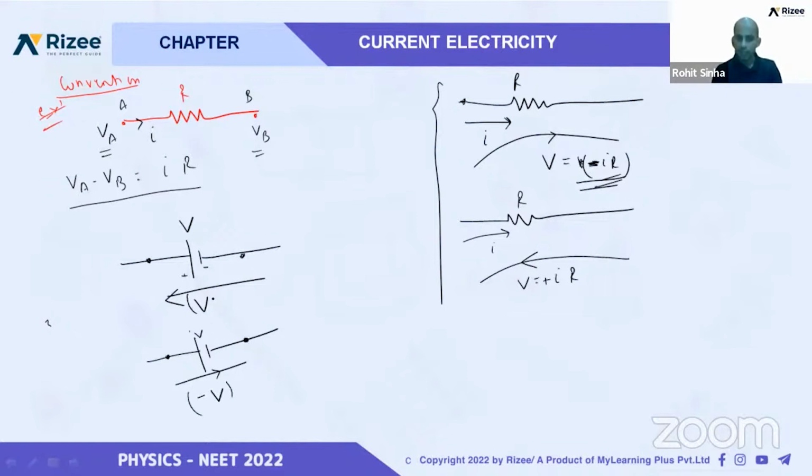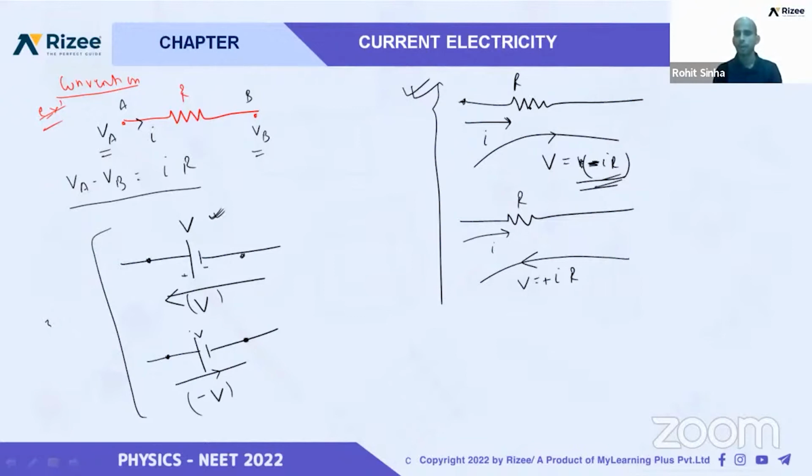This convention we will use in the circuit: this one for the voltage of a battery, and this one for resistance. But it is not compulsory. You can use the opposite convention also. Any problem here, you can ask.